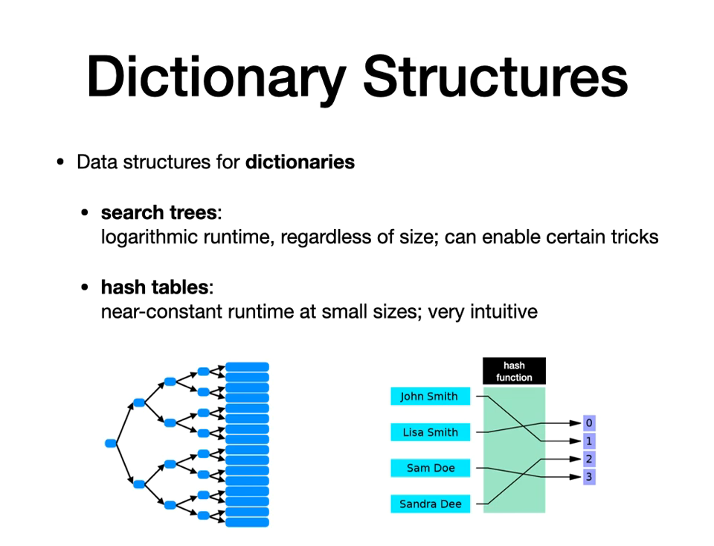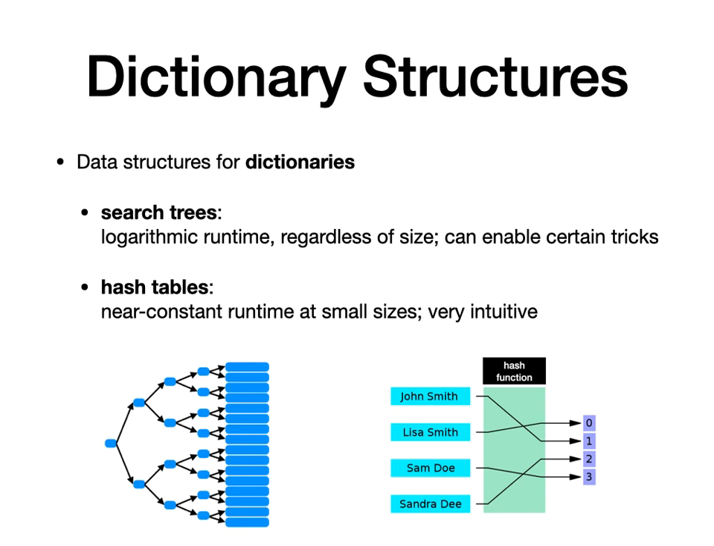You'll see them soon in the assignments. And they have a near constant runtime, at least at small sizes of dictionaries. You end up with a little bit more hash table collisions if you have a very, very large dictionary. So that can lead to slightly less than constant access time.